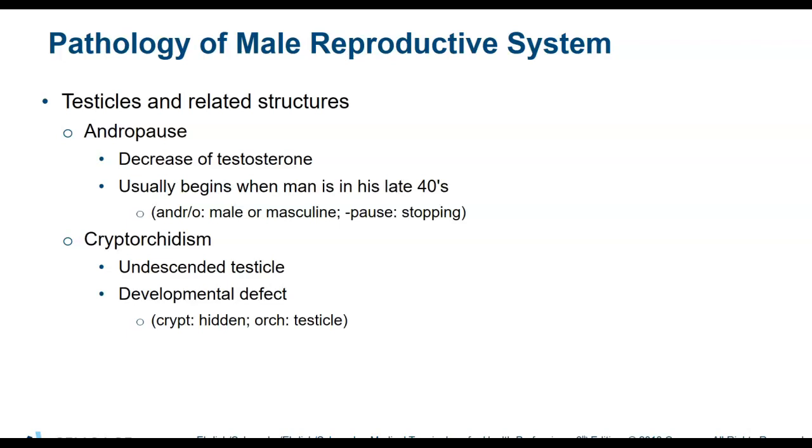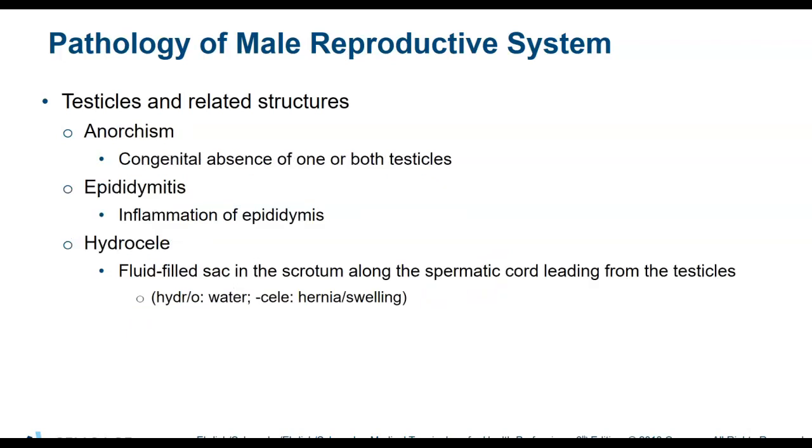Crypto means hidden. Orcho is testicle, so it's that undescended testicle. It could be a developmental defect when the child was in utero. It's very easy to fix. They usually can go in and help that descend. Anorchism is actually the congenital absence of one or both testicles.